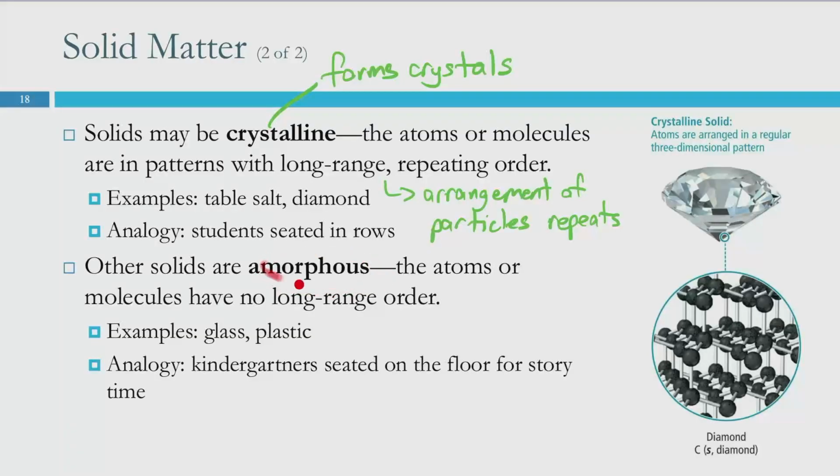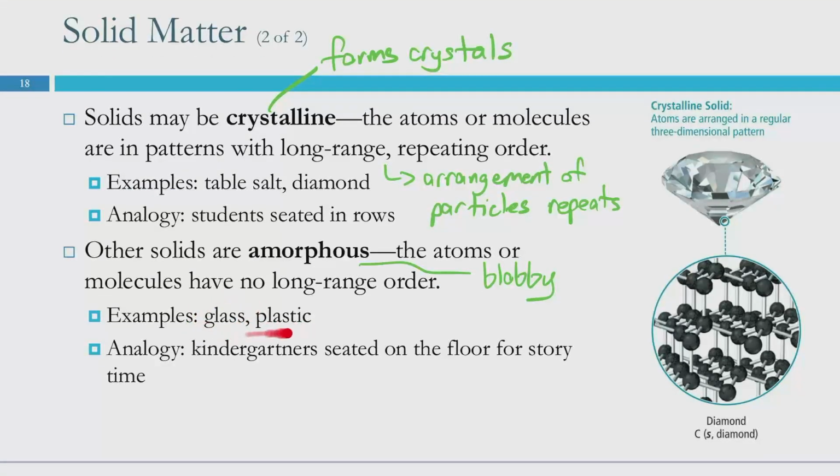Other solids are amorphous. They're sort of blobby. So they don't have long-range repeating order. If you did the same thing, if you zoomed way in and took a picture of what the chemical looks like, and then took a different section, and you tried to get those 2 images to overlap, you'd have a really tough time, because they're not repeating the same order over and over again. So glass and plastic are examples of amorphous solids. They don't have long-range repeating order. The crystalline version of glass is quartz, depending on the type of glass, depending on the type of quartz.